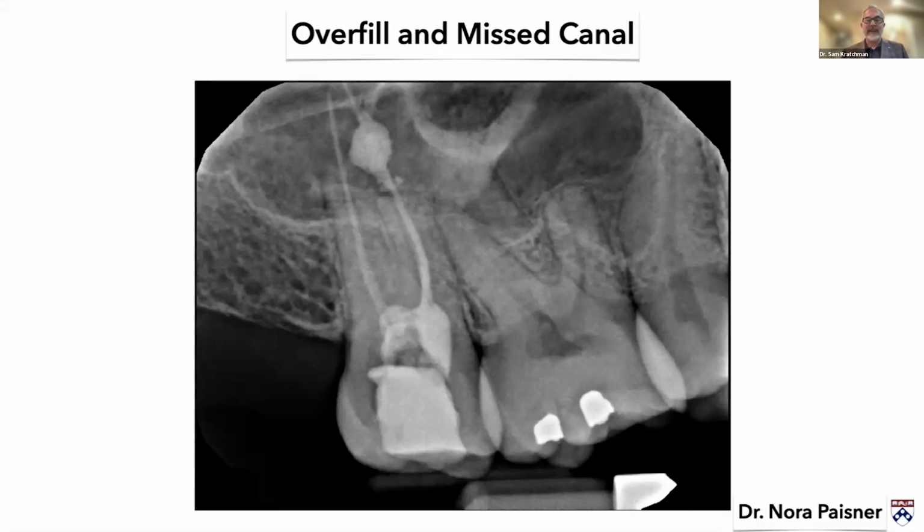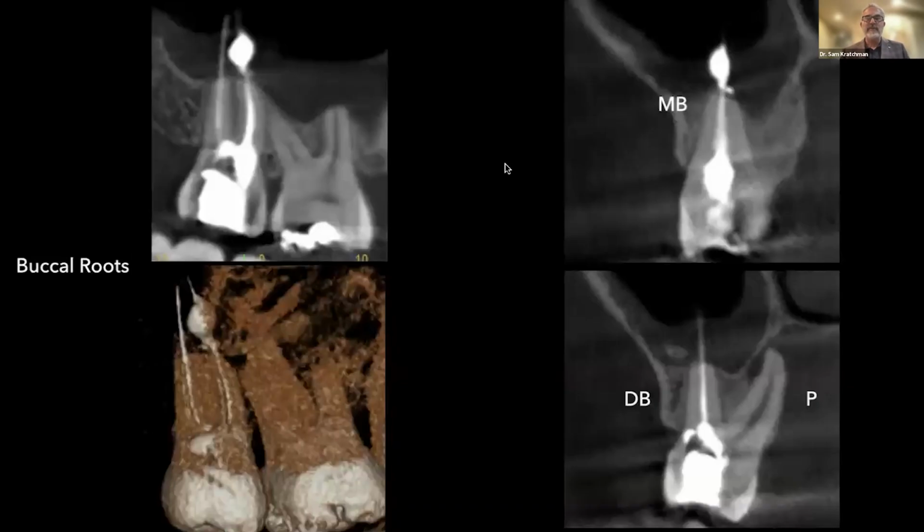And in this case, a patient comes into the clinic at Penn. My resident, Nora, sees this patient, takes a cone beam, and look at this mess. You have overfills like crazy into the sinus with gutta percha and some sealer. And the easiest root of all, the palatal root, was missed during the regular root canal. So, of course, we have to retreat this first.